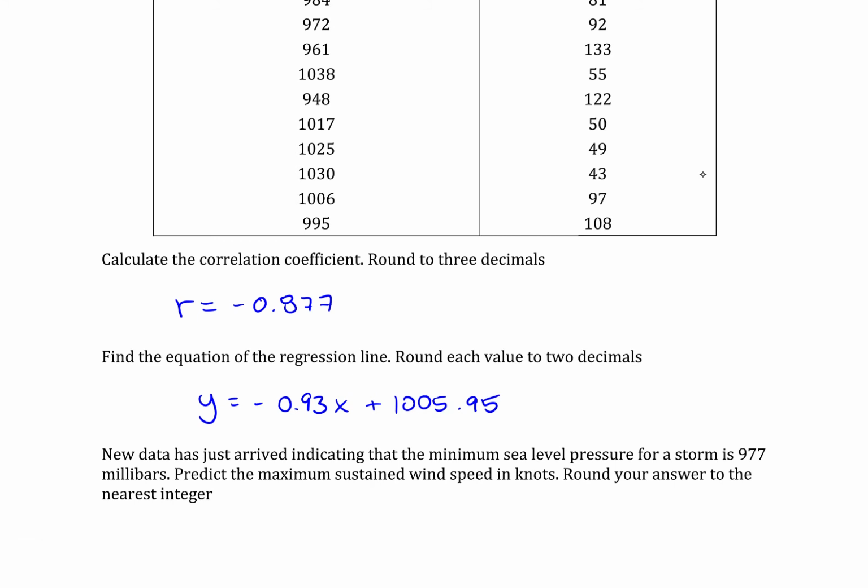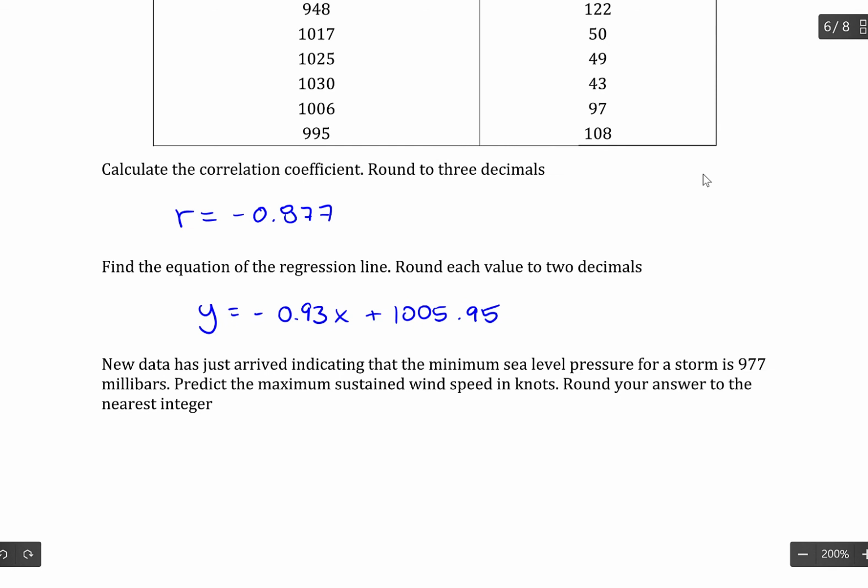Okay. And next we have some new data that's just arrived indicating the minimum sea level pressure for a storm is 977 millibars. Predict the maximum sustained wind in knots. Round your answer to the nearest integer. So we'll just take this line equation that we have and plug the value of x into it, which is 977. And then just calculate from there.